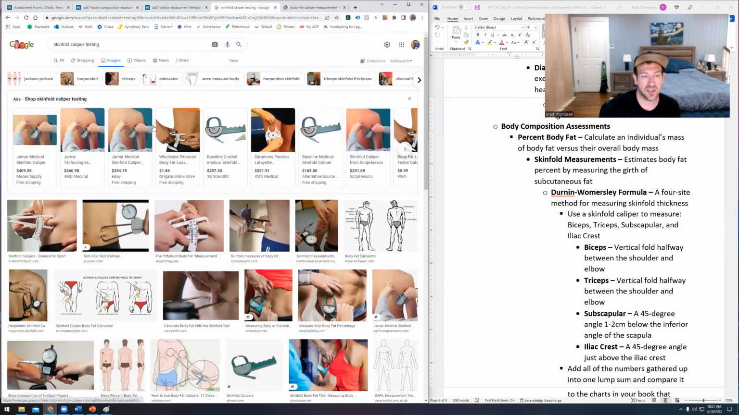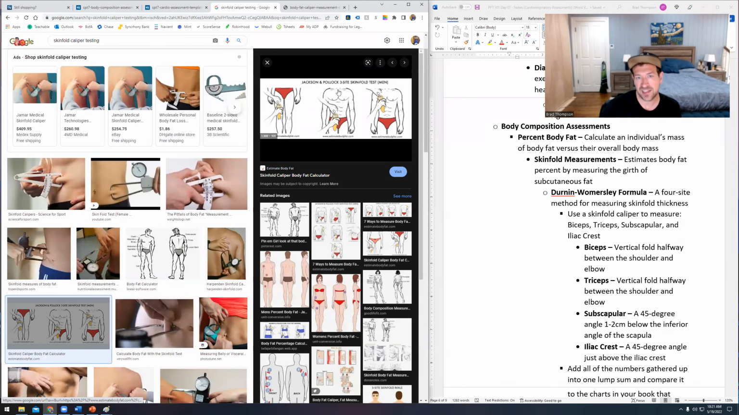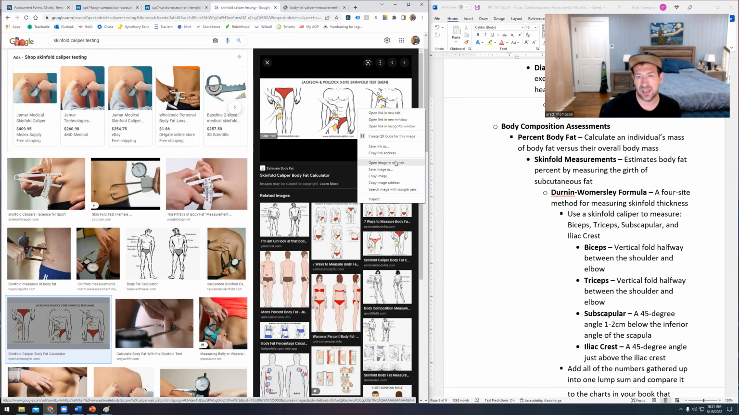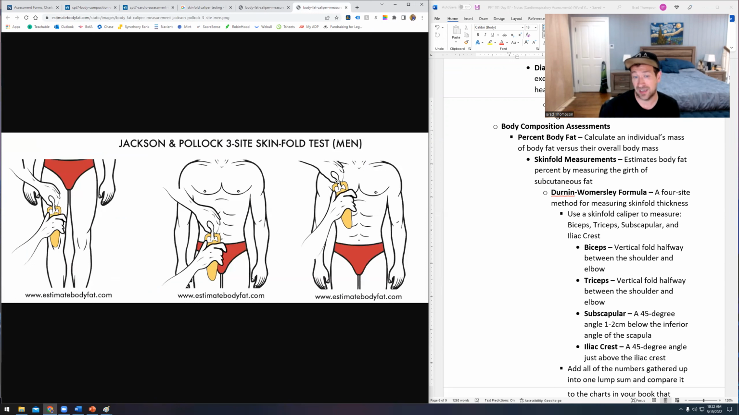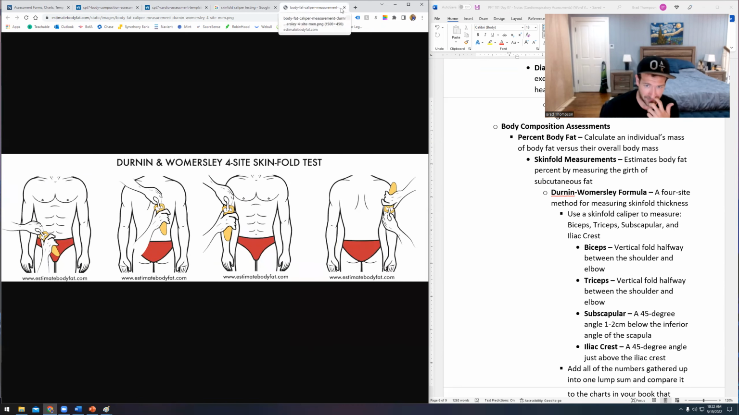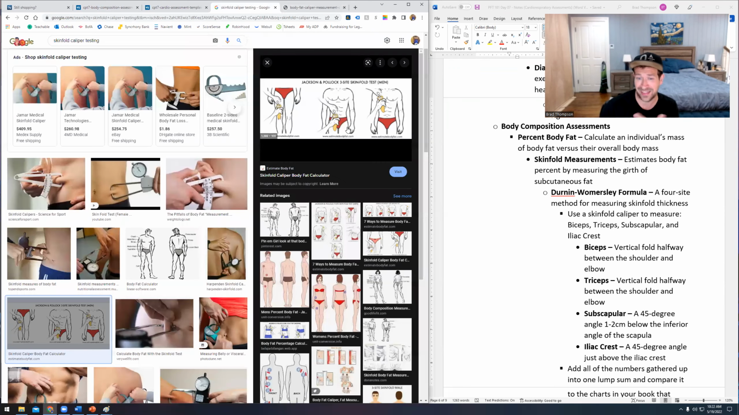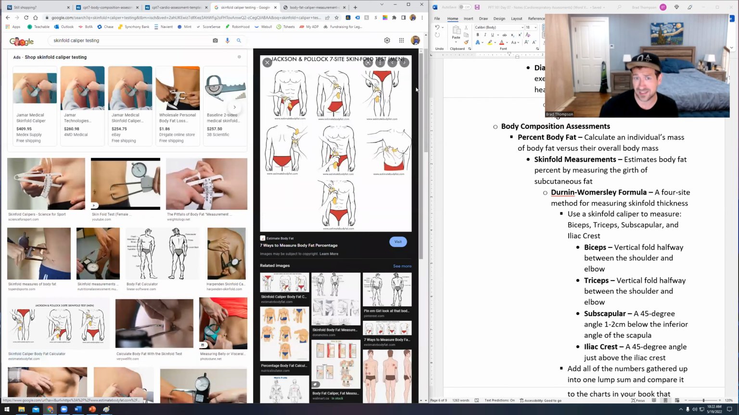Like I said, there are other ones out there. Like there's the Jackson and Pollock. That's a 3-site method. That one is going to be pec minor, and then iliac crest, and then thigh. I don't like that one because if I've got a brand new client, the thigh is a pretty uncomfortable place to get.